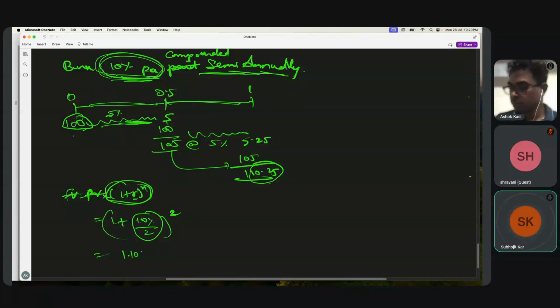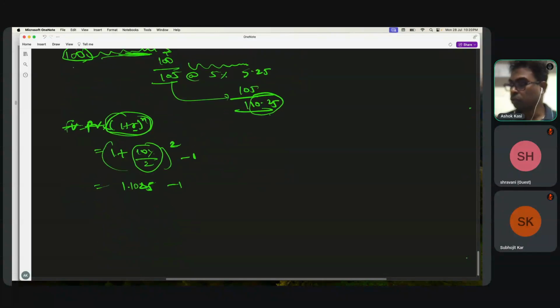1.1025. So what it means is that 1 will reach 1.1025. Here I want to minus that 1, because I don't want to know what 1 will reach, I want to know what 100 will reach. So I will minus 1 and get 0.1025, and I will multiply by 100 so that it becomes 10.25 percent. This is called effective annual yield or return, any way you can say. In bonds we say effective annual yield.